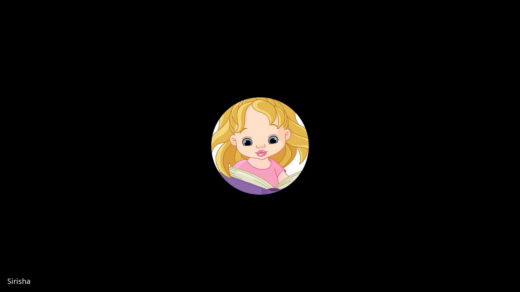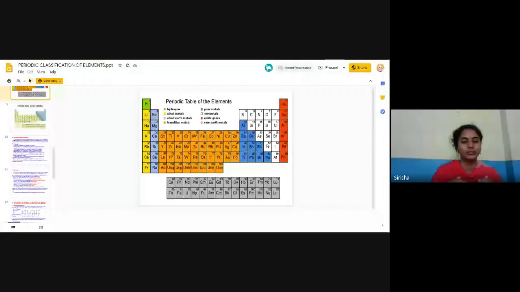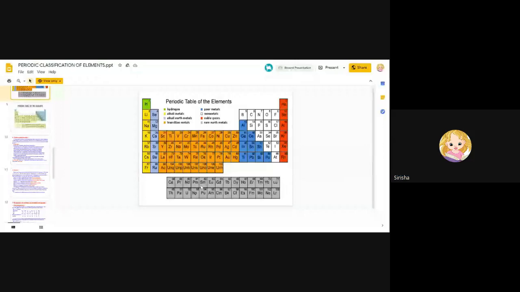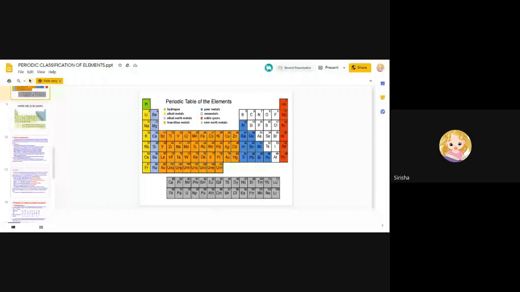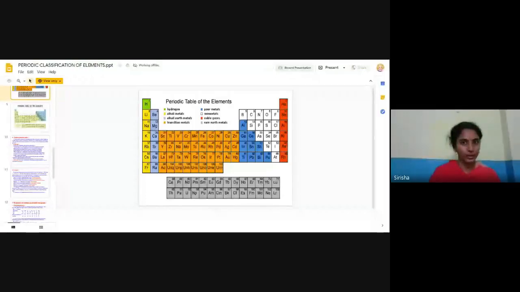From actinium to lawrencium are called actinides. Lanthanides and actinides, what are these elements? They belong to the 6th period as well as the 7th period. Okay, the 7th period is an incomplete period. This is about the modern periodic table. What is the modern periodic table saying? It is the periodic function of their atomic numbers but not atomic masses. So according to atomic numbers, the arrangement of elements has taken place.